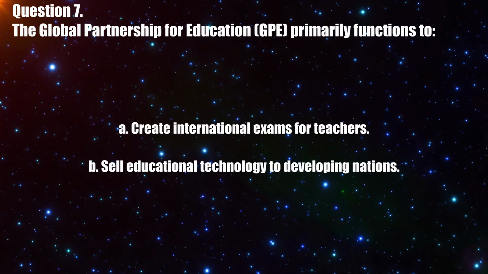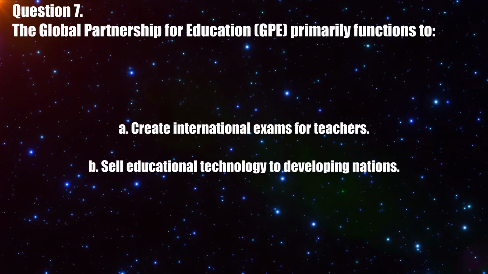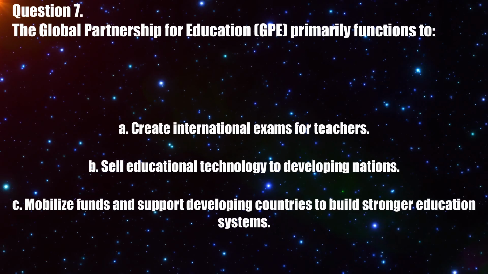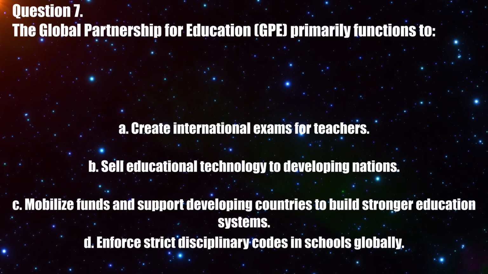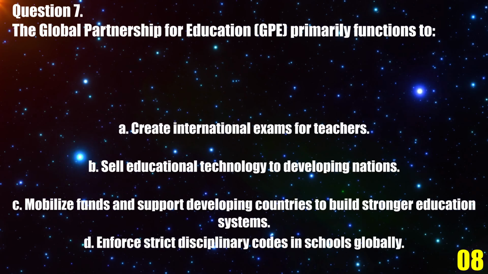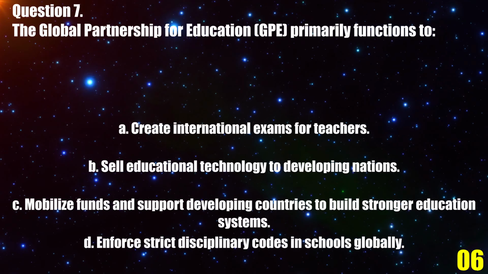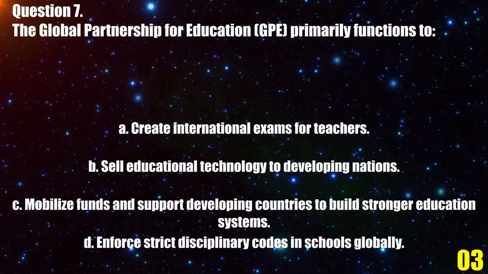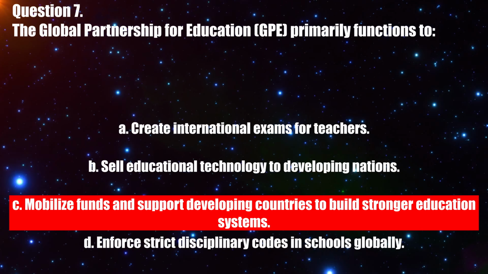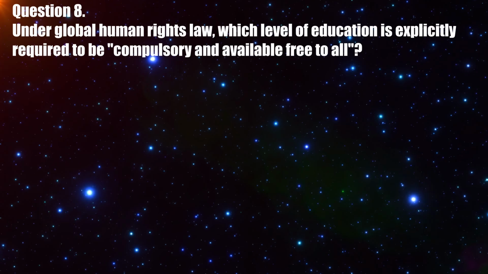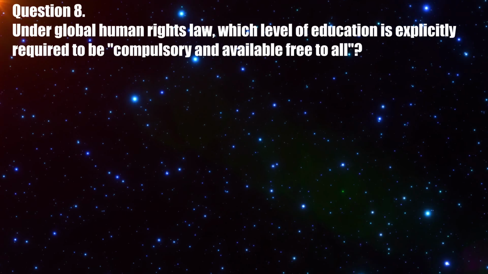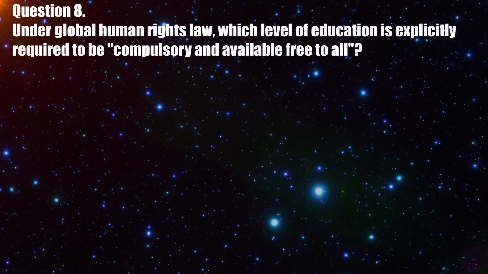B. Sell educational technology to developing nations. C. Mobilize funds and support developing countries to build stronger education systems. D. Enforce strict disciplinary codes in schools globally. The correct answer is C. Question 8. Under global human rights law, which level of education is explicitly required to be compulsory and available free to all?